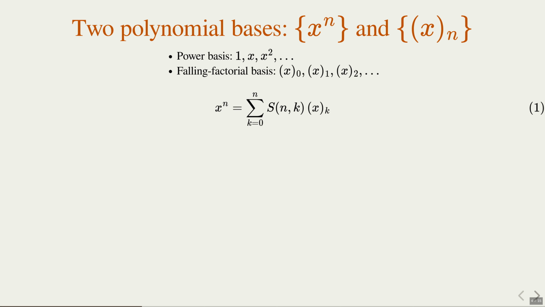This identity says every power x to the n can be rewritten as a combination of falling factorials, and the coefficients are Stirling numbers of the second kind. And this one goes back the other way. Each falling factorial is a polynomial in x, and the coefficients are the signed Stirling numbers of the first kind. So one table translates powers into falling factorials, and the other table translates falling factorials back into powers.